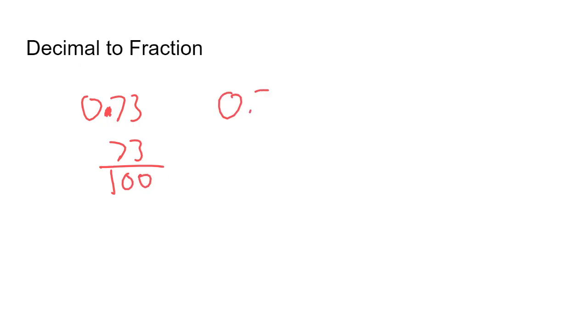And then sometimes, for example, 0.75 would be 75 over 100. You can simplify this, and a lot of times in exams you will be asked to simplify. If you divide both sides by 25, you get 3 over 4. So yeah. Next are percentages.